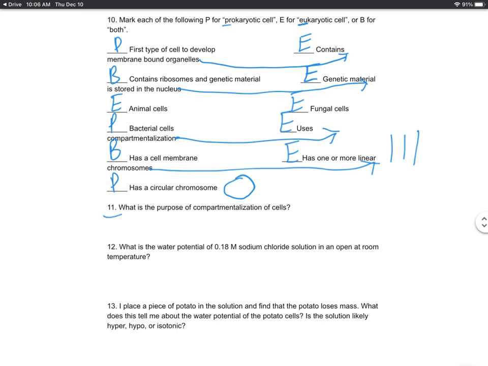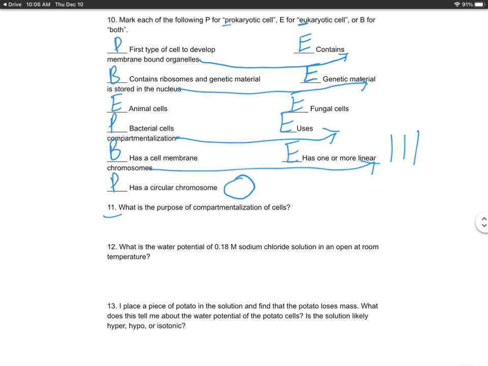The purpose of compartmentalization, again, is breaking up the cell into different compartments, different parts, so that chemical reactions can happen in their own, separate area, so that you don't have things interacting that you don't want interacting. You can store certain things in certain parts. It really increases the efficiency of the cell and what the cell is able to do. It also increases surface area inside the cell.